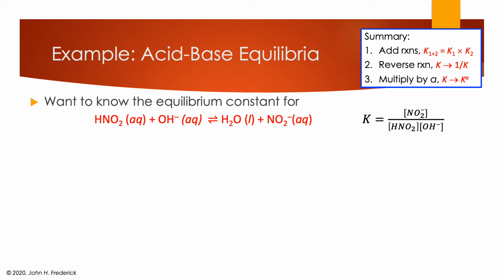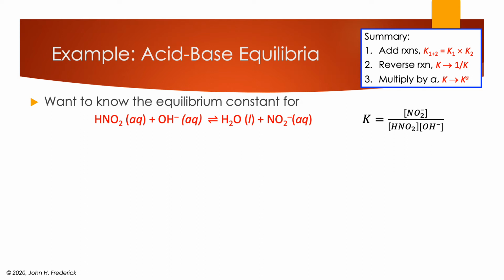If water were one of the reactants, and if the two things that were on the product side were reactants, what would this reaction represent? Well, it would represent a base equilibrium for the nitride ion, because nitride is going to grab a proton from the water to form nitrous acid, HNO2, and a hydroxide ion. So all we've written here is the reverse of the Kb reaction for the nitride ion.